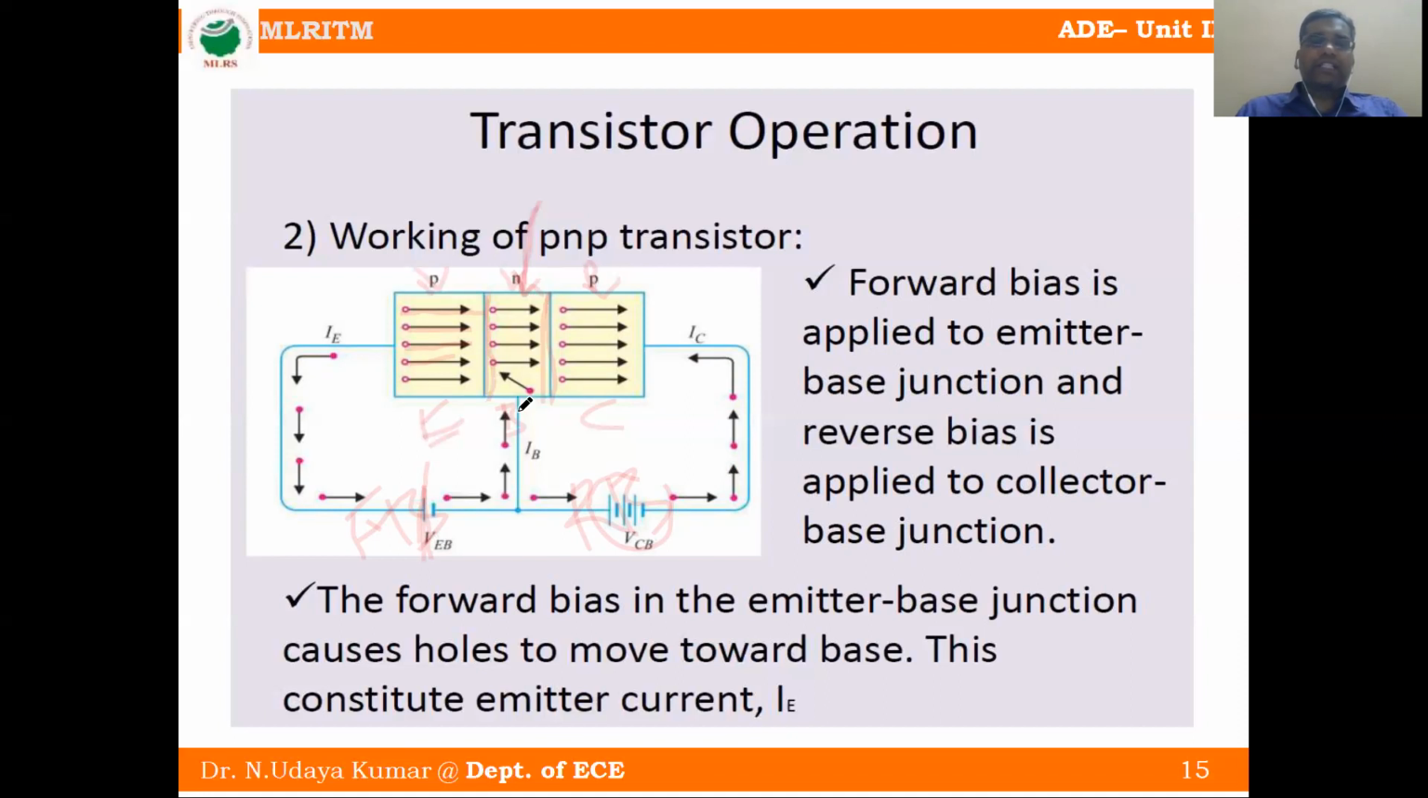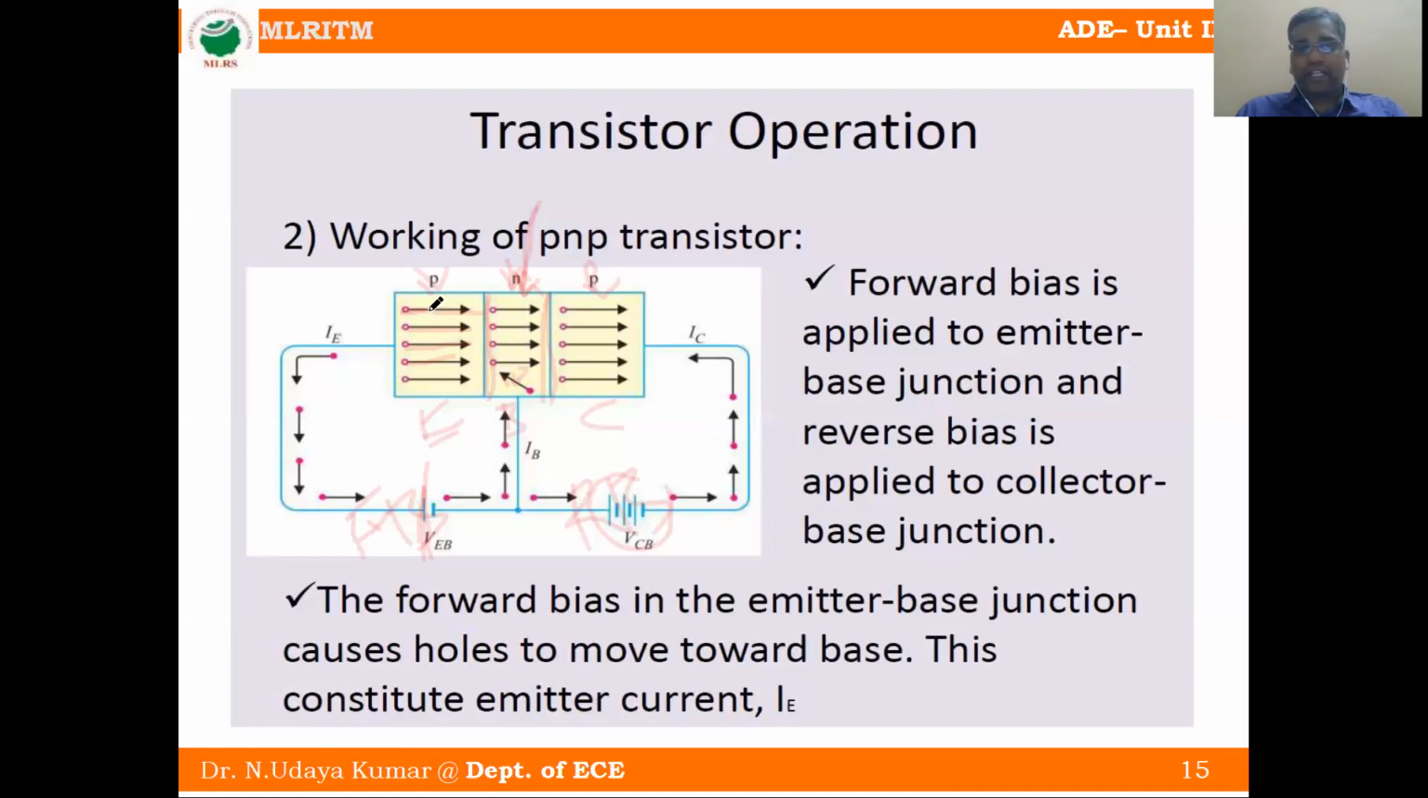The base is lightly doped. Lightly doped, and it is N-type, means fewer electrons are available. So this hole combines with an electron. This constitutes base current. For example, here 10 electrons are there in the base because it is lightly doped. So 10 holes are combined with 10 electrons.